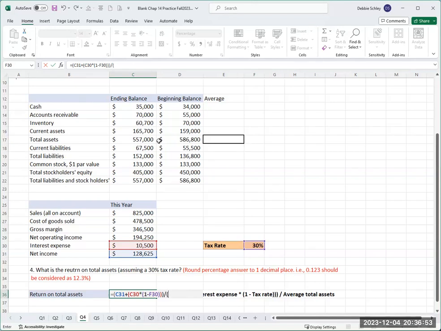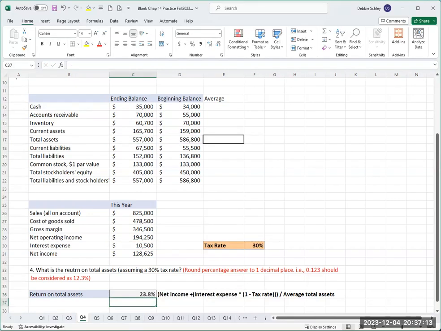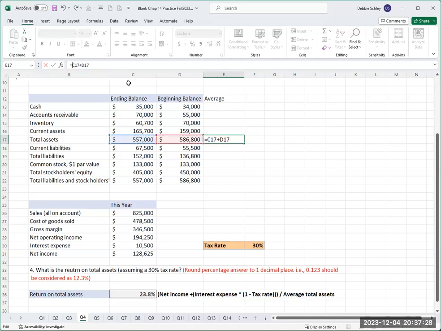Open parentheses. In fact, I'm going to do 2 open parentheses because I want to do ending balance plus beginning balance, close 1 parentheses, divided by 2, close all of the parentheses. Let's see if I got the right answer. Yes. So if I didn't want to have all of those, then remember average total assets equals ending balance plus beginning balance. And I forgot my parentheses again. I wanted to add that first and then divide by 2.